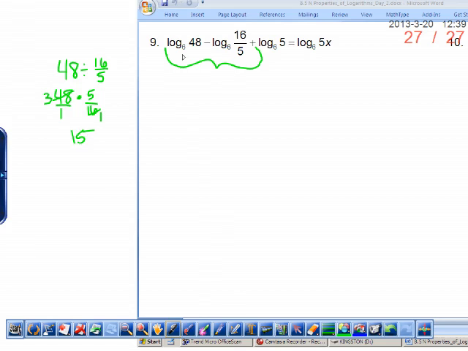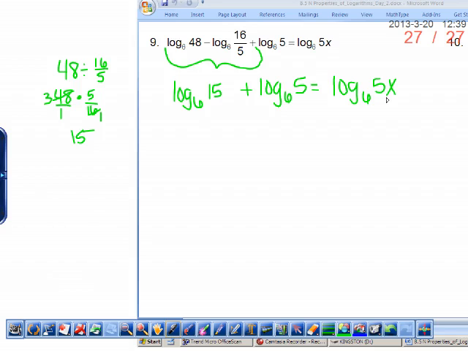So how do I condense these logs? What do I get? Log base 6 of 15. And then I'm going to bring down my plus log base 6 of 5 equals log base 6 of 5x. Everyone okay there? All right, what property are we going to use now?